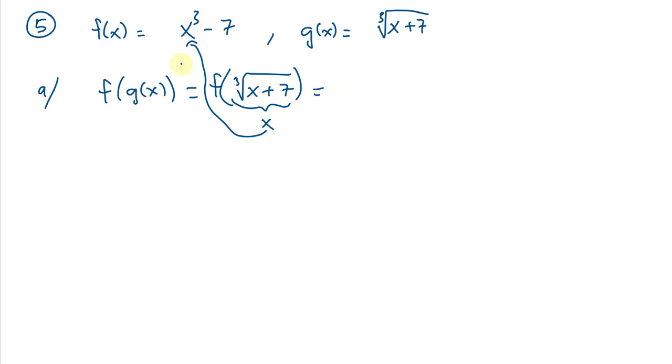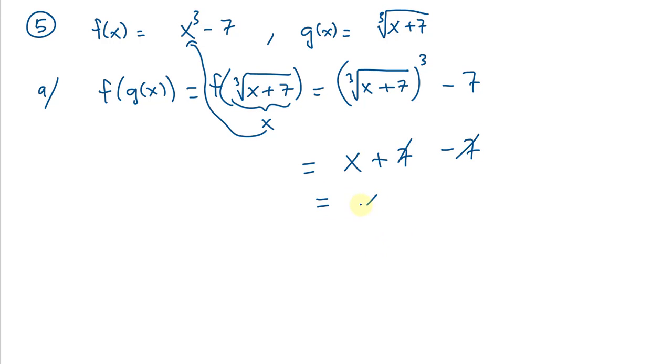Okay, so anywhere I see the f function, I use this function here, with x to the third power, but x is this new thing. So let me write this first, and then I take the third power, because this is the x, right? x to the third power, and then subtract 7. And the power of 3 and the radical of 3 cancel out, so no more radical. And then bring down the minus 7, and then they cancel out. You have x.